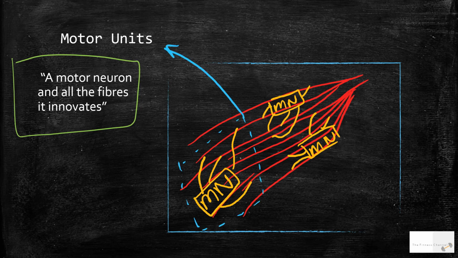That motor neuron, which has been enclosed in a square, and those fibers that it innervates are what we define as a motor unit.